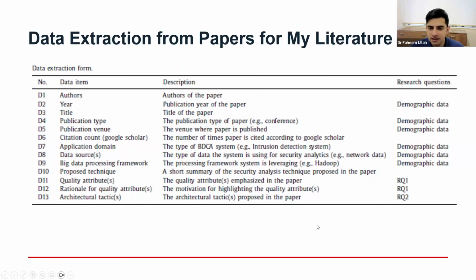Now, once I identified these 74 papers, I had to determine what kind of data I was going to extract from them. For that, I had to design this data extraction form. So this is D1, D2, data item 1, data item 2, and so on. And then I had to write which research question each of these data items was going to answer. Some of these were demographic data, and then these were Q1, Q2, and so on.